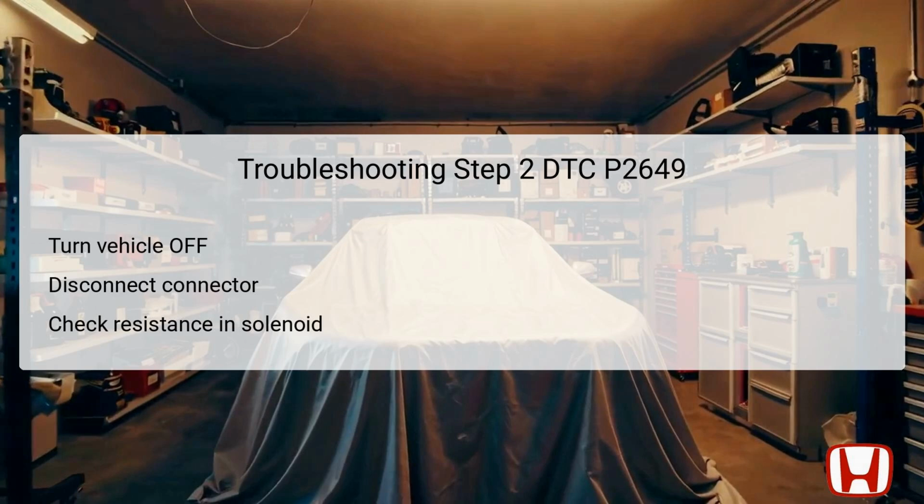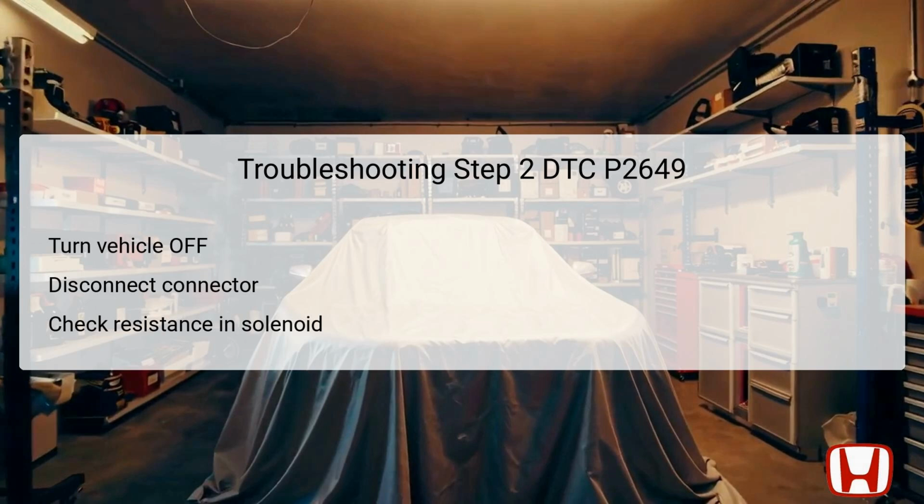For the second troubleshooting step regarding DTC P2649, begin by turning the vehicle off and setting it to the lock position to ensure safety. Once the vehicle is off, locate and disconnect the rocker arm oil control solenoid 2P connector. This action isolates the solenoid from the vehicle's electrical system, allowing for accurate testing of its internal resistance.